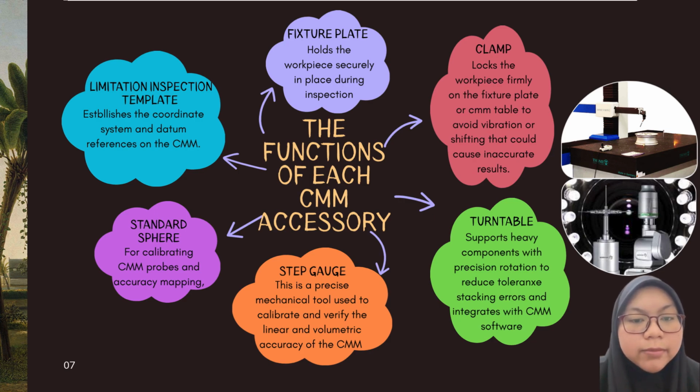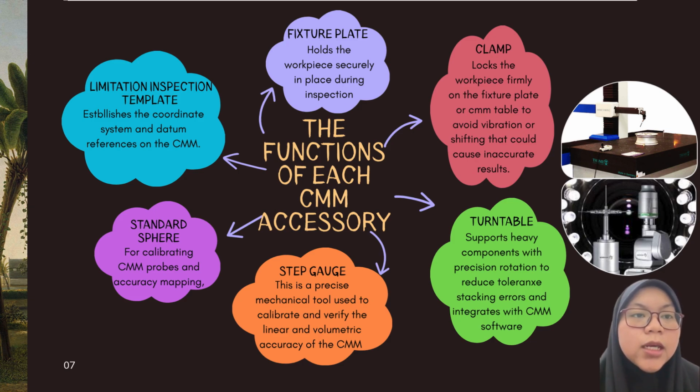For number 2, clamps. They secure the workpiece tightly on the fixture plate or CMM table to prevent vibration and shifting during measurement. The types of clamps include tension clamps, toggle clamps, heavy duty column clamps and also magnetic column clamps. They provide flexible and customized holding solutions.